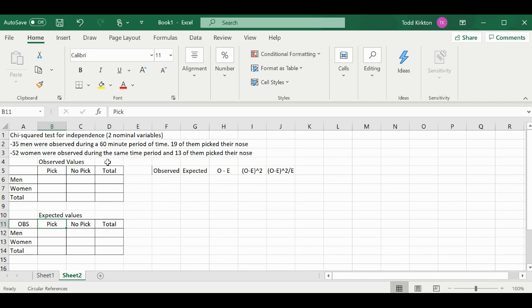35 men were observed during a 60-minute period of time. 19 of them picked their nose. That means 16 did not, out of the 35. And of the women observed, 13 of them picked their nose. That means 39 didn't. So that total is 52.